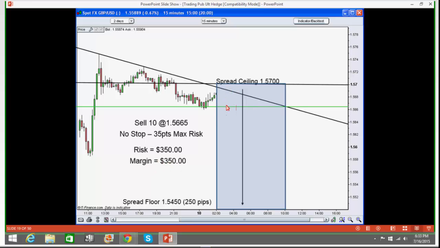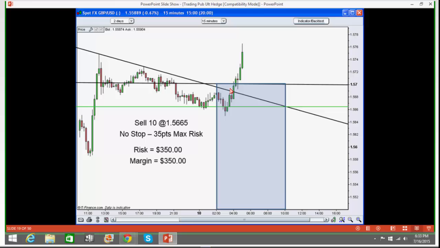So what happens? Boom, just like before, we sold here to go short. Nope, it went long. But what did it do? It went against this 350 bucks and then kept going. We don't lose anymore from here to here. So we have a ceiling, we have capped risk. We don't lose anymore.